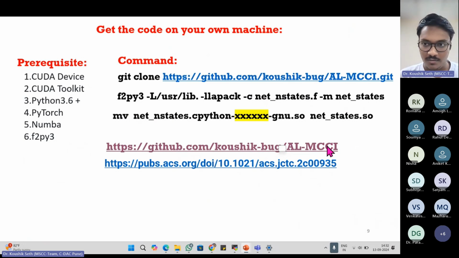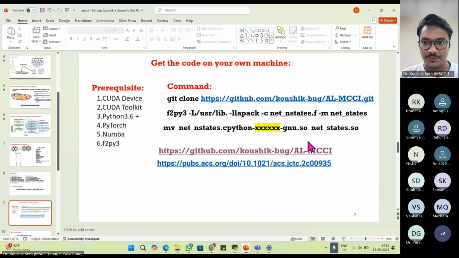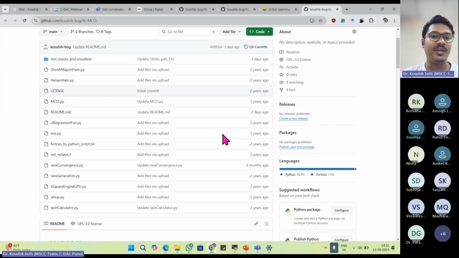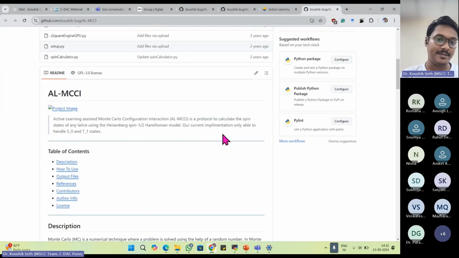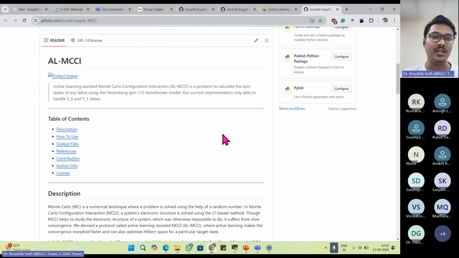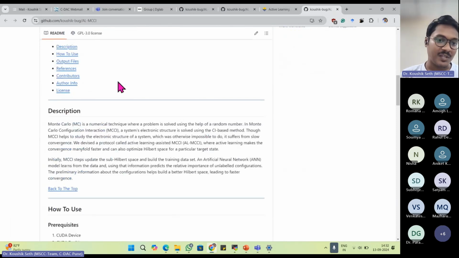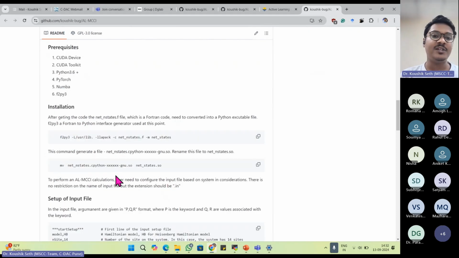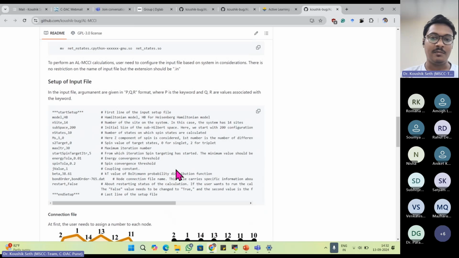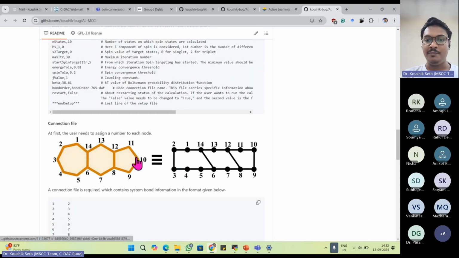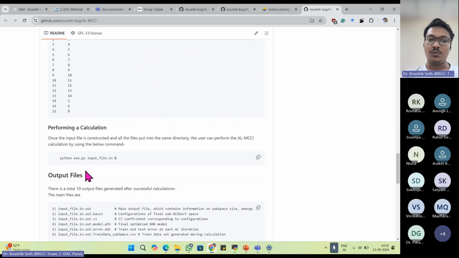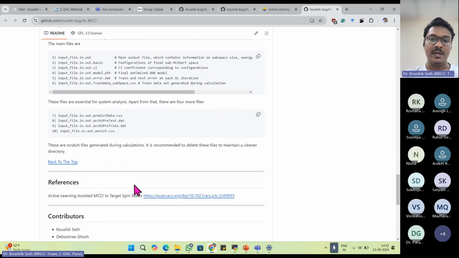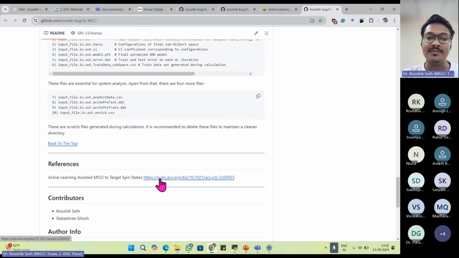I will quickly show you. This is our GitHub page. On the GitHub page you will find all the details, including what I mentioned in the PPT. This is the repository where you have a description of what the code does, the prerequisites, the installation, the input, how we can create the bond order file, how to run the code on your machine, and what all the outputs are. And on the same page you also get a research article.